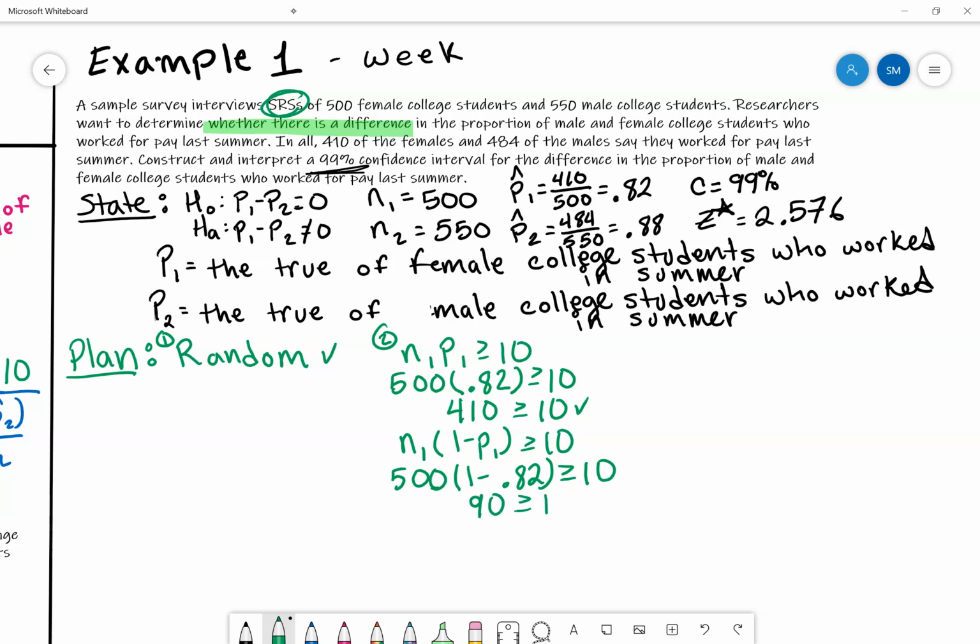90 is indeed greater than or equal to 10. So that works. So the first set of data is good. The female set of data is approximately normal. Let's check the guys. So n sub 1, p hat sub 1 greater than or equal to 10.